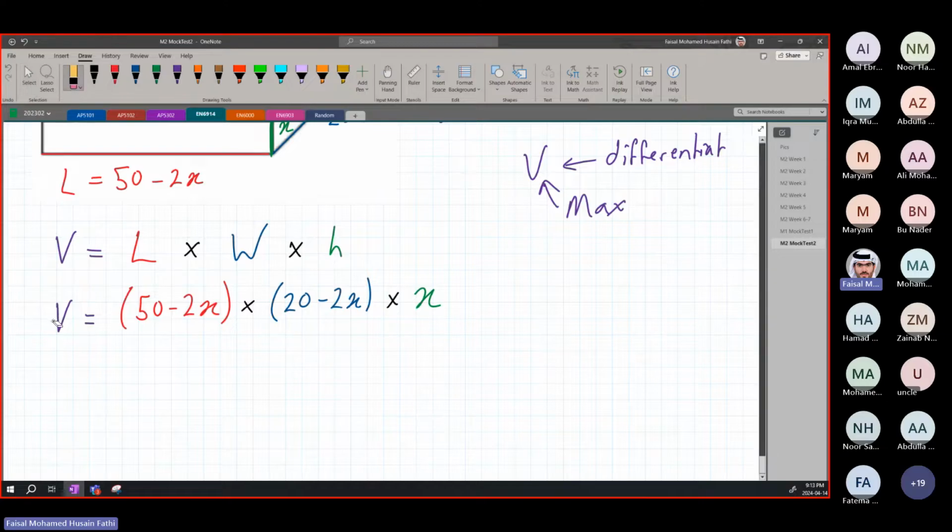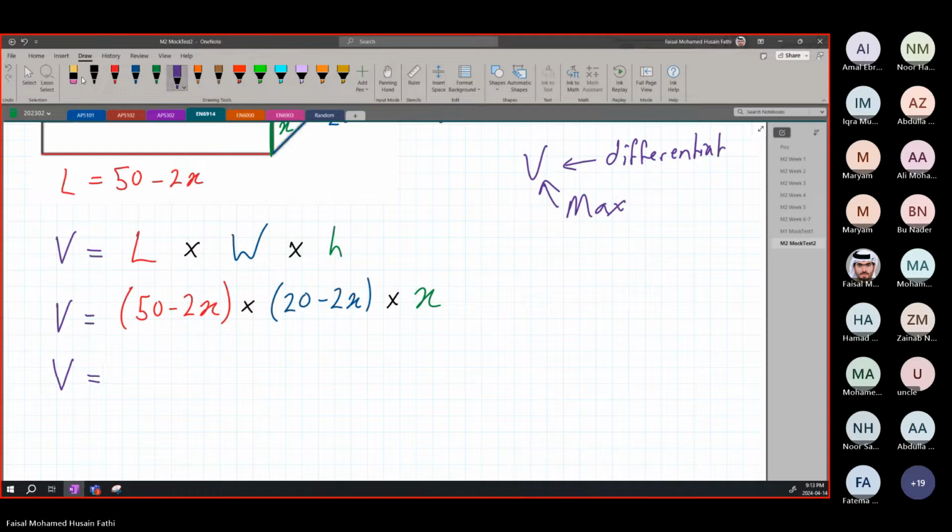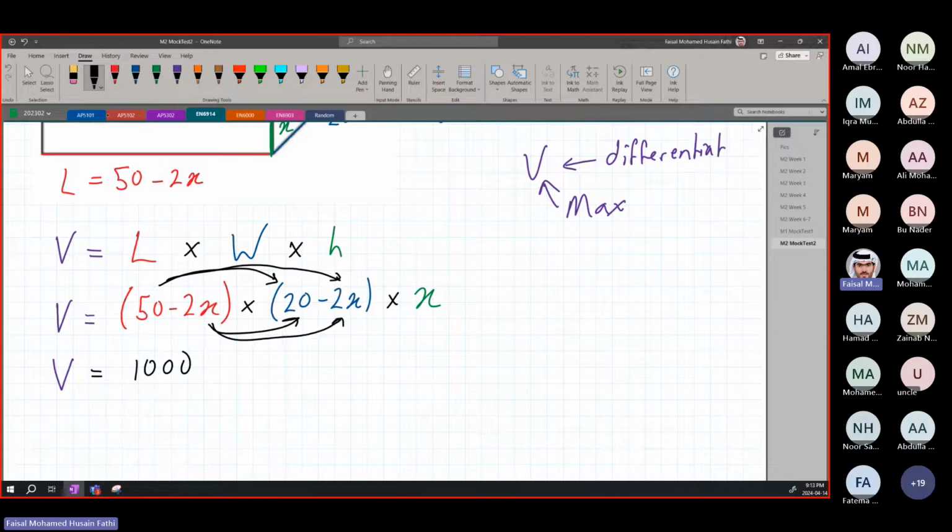All right, let us simplify this equation now. The volume is equal to 50 minus 2x, and let's distribute 50 minus 2x into the 20 minus 2x. All I'm doing is distribution. The x we will look at later. So 50 times 20 is 1000. 50 times negative 2x is going to be negative 100x. Negative 2x times 20 is going to be negative 40x.